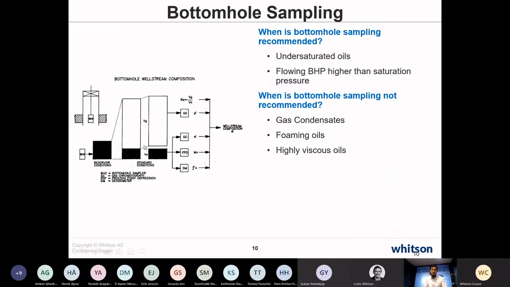In that case, you may have problems with the tool being operated correctly at downhole conditions. So that's why for gas condensates, foaming oils and highly viscous oils, it's not recommended. And for gas condensate, we almost always recommend to get the separator samples. You can also do open hole formation testing, which gives us information about the compositions that are in situ representative, and that can be useful for fluid initialization, for example.